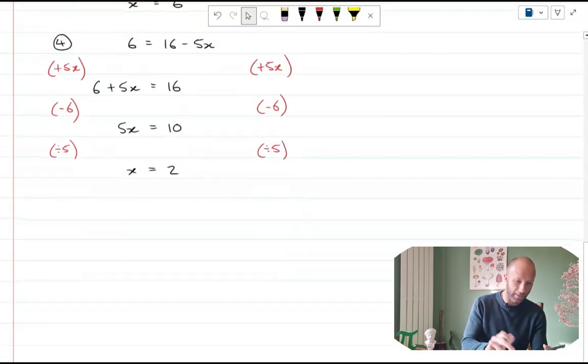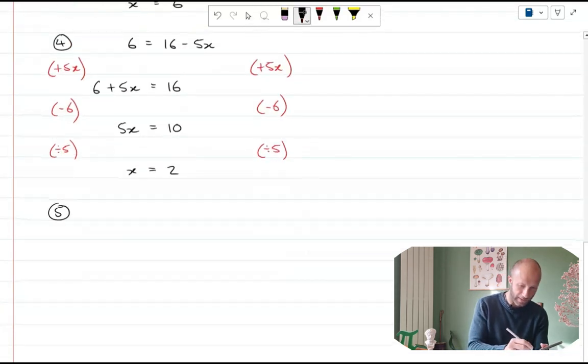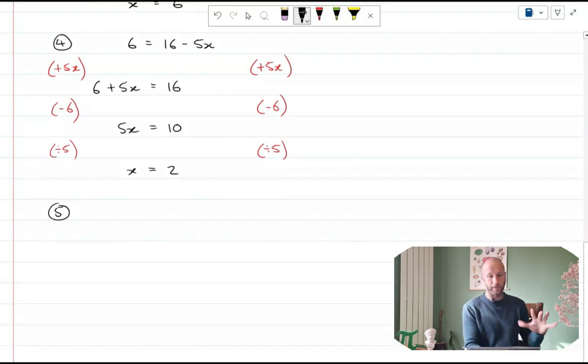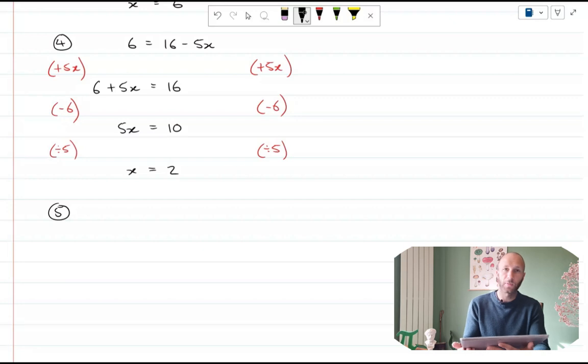The second part of this video is about dealing with x's on both sides. Now that we've got this string to our bow, hopefully we can deal with these x terms and add and subtract x terms to both sides. We should be able to deal with questions which have x's on both sides of the equation.